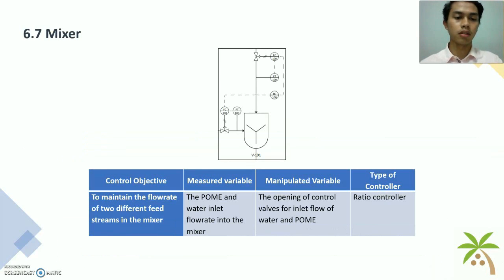The last one is the mixer, which has the control objective to maintain the flow rate of 2 different feed streams in the mixer, and the manipulated variable is the opening of the control valve for the inlet flow of water and pomace, and the type of controller used is a ratio controller.